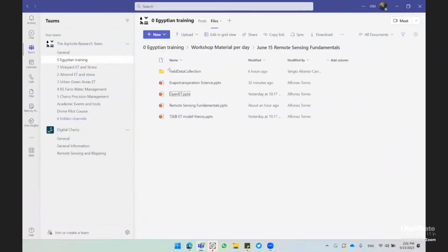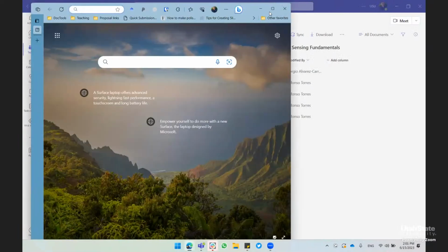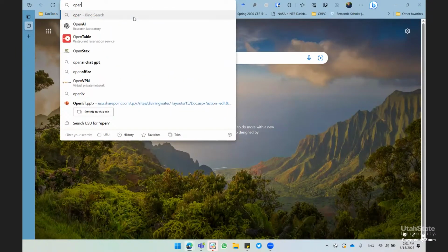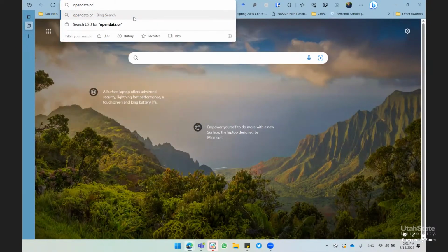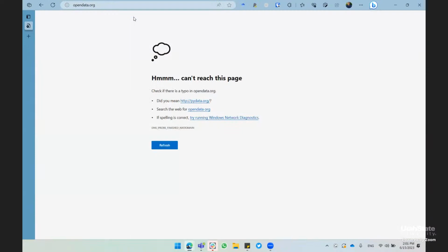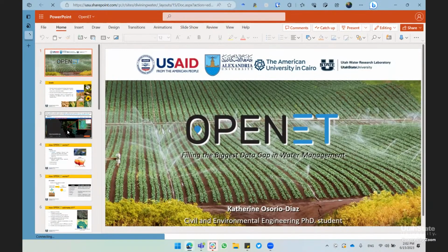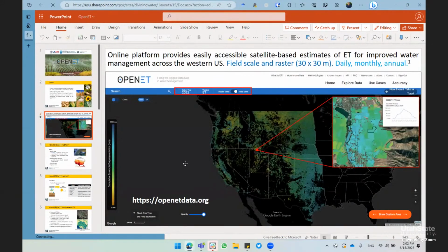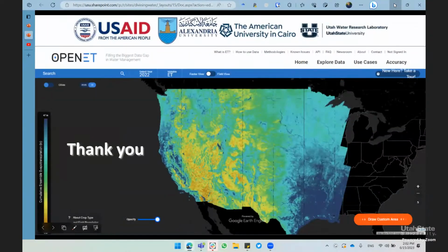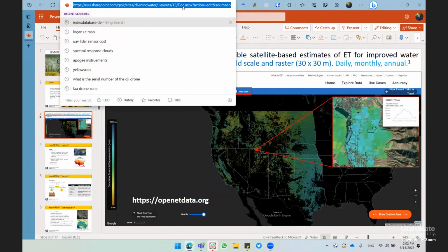Is etdata dot... etdata. Yeah. Oh, okay. OpenET data. No entiendo su computadora. Bueno.